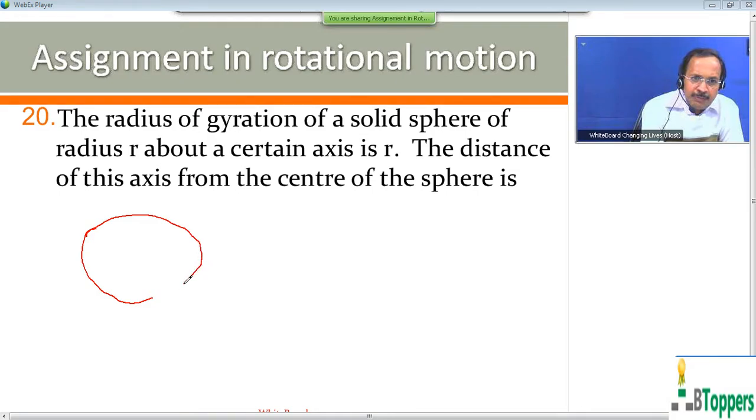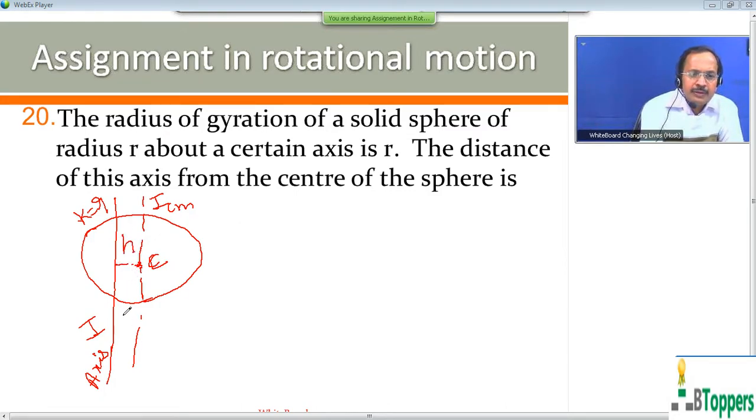So we'll apply parallel axis theorem here. Let I be the moment of inertia of the sphere about this given axis, about the certain axis where k equal to r. K is the radius of gyration. Let ICM denote the moment of inertia of sphere about the parallel axis passing through its center of mass. Let's see the center of mass of sphere. Let h be the perpendicular distance between the two axes.